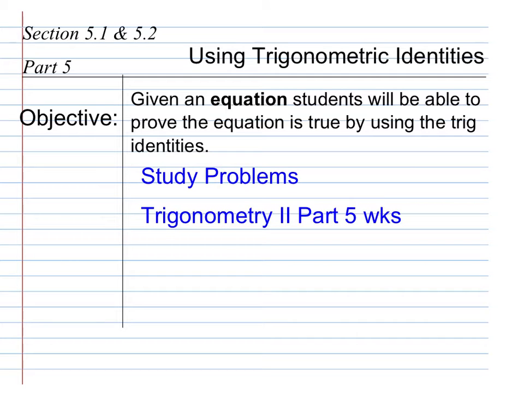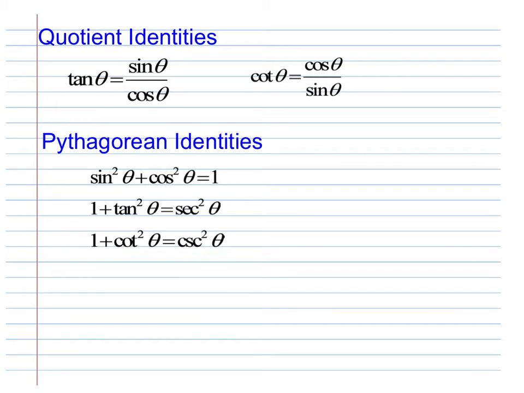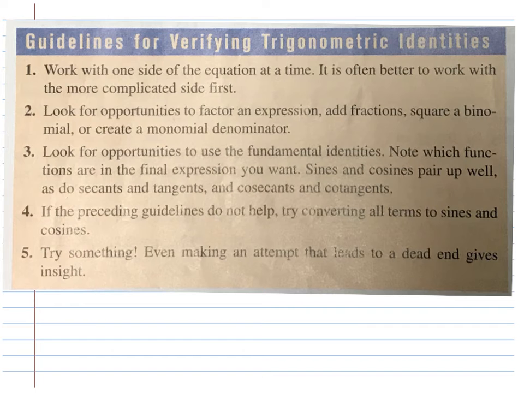So we are on part 5 of using trig identities to verify equations. We are still going to be using the reciprocal identities and the quotient and Pythagorean identities. Tomorrow we're going to introduce 2 more identities that we're going to be using.